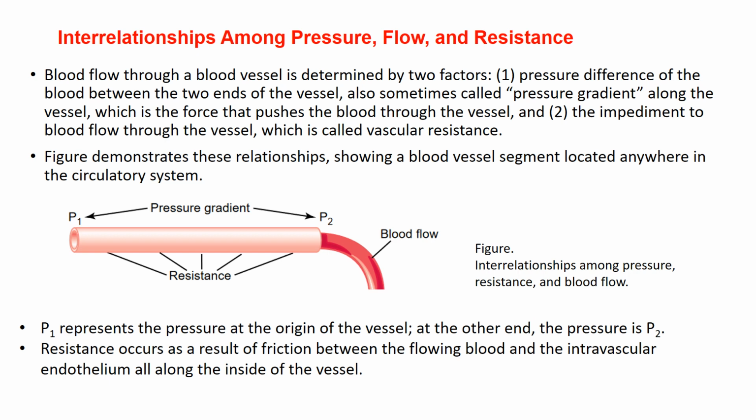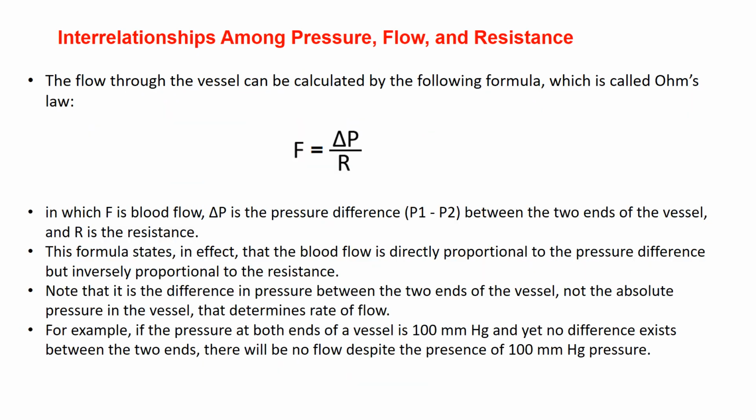Figure. Interrelationships among pressure, resistance, and blood flow. P1 represents the pressure at the origin of the vessel. At the other end, the pressure is P2. Resistance occurs as a result of friction between the flowing blood and the intravascular endothelium all along the inside of the vessel. The flow through the vessel can be calculated by the following formula, which is called Ohm's law, in which F is blood flow, delta P is the pressure difference, P1 minus P2, between the two ends of the vessel, and R is the resistance. This formula states, in effect, that the blood flow is directly proportional to the pressure difference but inversely proportional to the resistance.